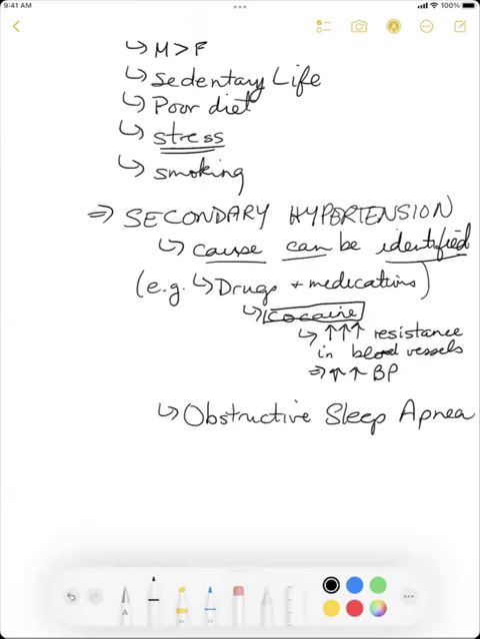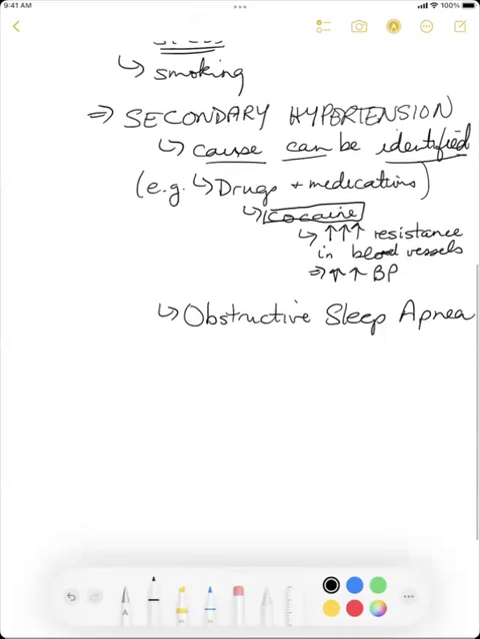This is where the soft tissues in the back of the throat and the neck relax during sleep, and it blocks off the airway, and people wake up many, many times, sometimes dozens of times per hour, and they don't realize that they're waking up that much. But every time that they stop breathing, it activates their sympathetic nervous system, and it causes their heart rate to go up, it causes their blood vessels to squeeze, and it increases their blood pressure.